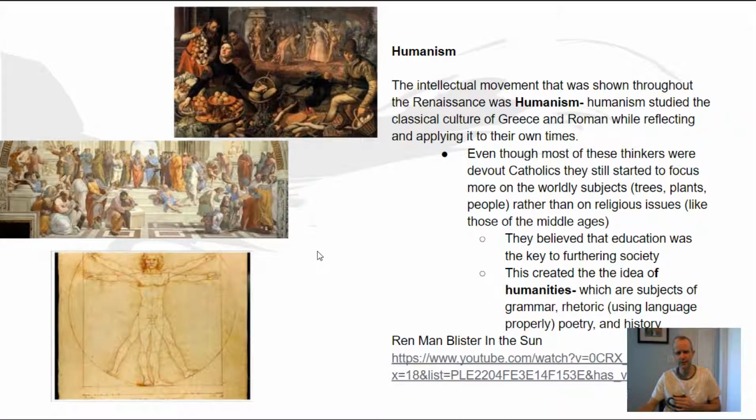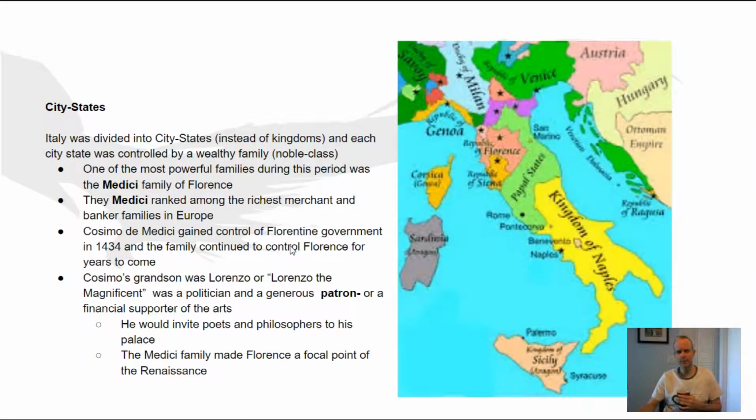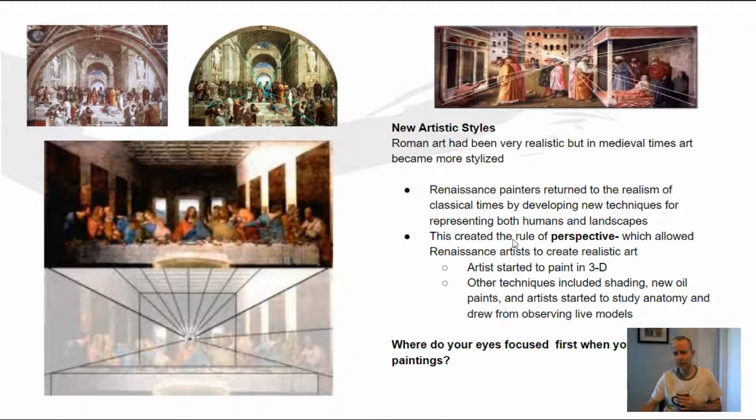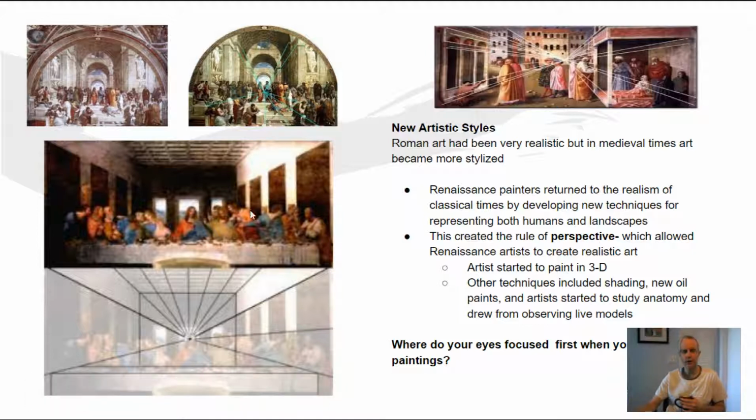You want to know humanism. Humanism is a major influence of Florence, Italy, with the Medicis, one of the major painting families. There's a new artistic style. The artistic style that's along with humanism is this 3D perspective, right? This one-point perspective that gives a 3D impression.